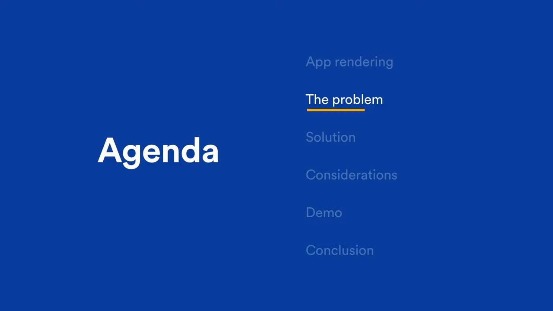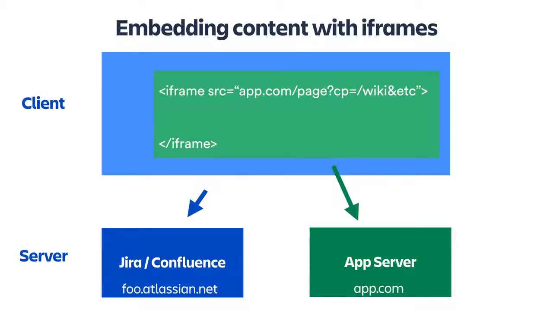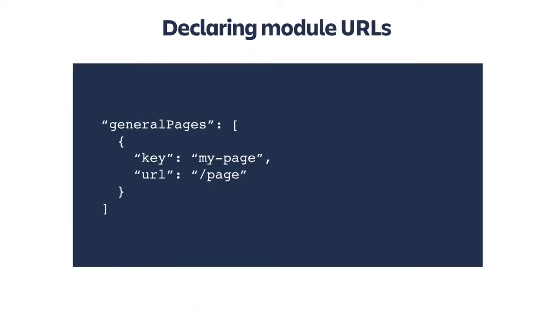Alright, now we have a shared understanding of app rendering. Let me explain a specific problem in Connect that we've been focusing on. Let's say you're writing an app which needs to embed some content into Jira or Confluence. The light blue rectangle at the top represents Jira or Confluence in your browser, where the inner green rectangle is an app iframe. Connect has several modules that render iframes like this.